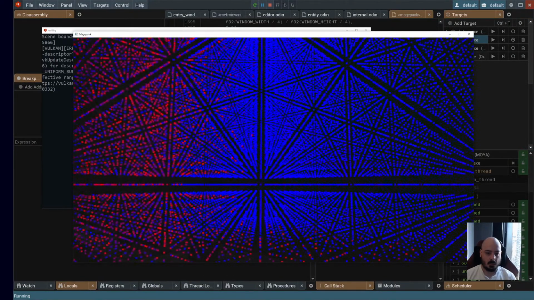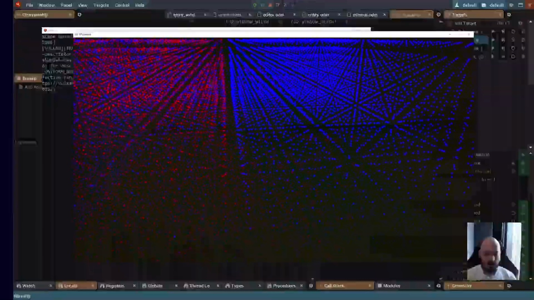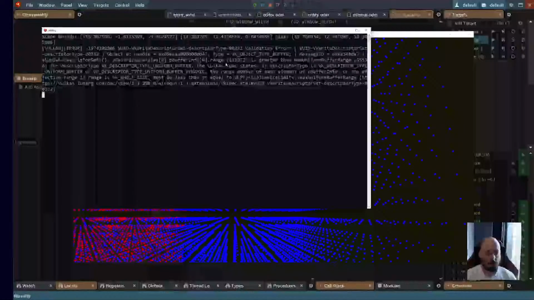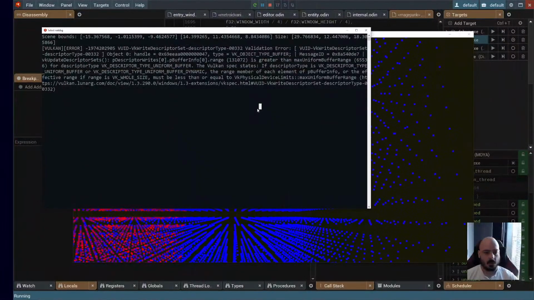That's crazy. Is that working though? No. What's the problem? The range is greater than the max uniform buffer range. Huh. So we can't put that many things in a uniform buffer. Okay, good to know.